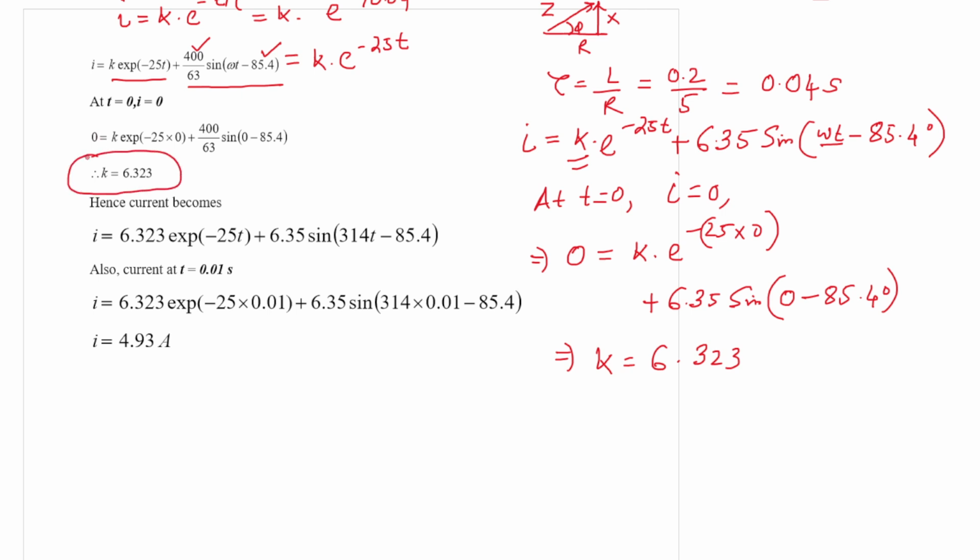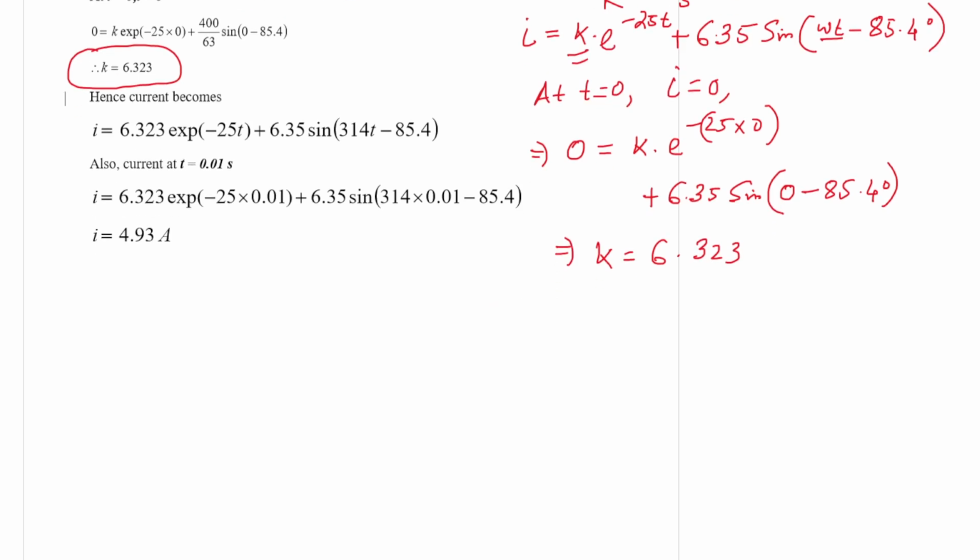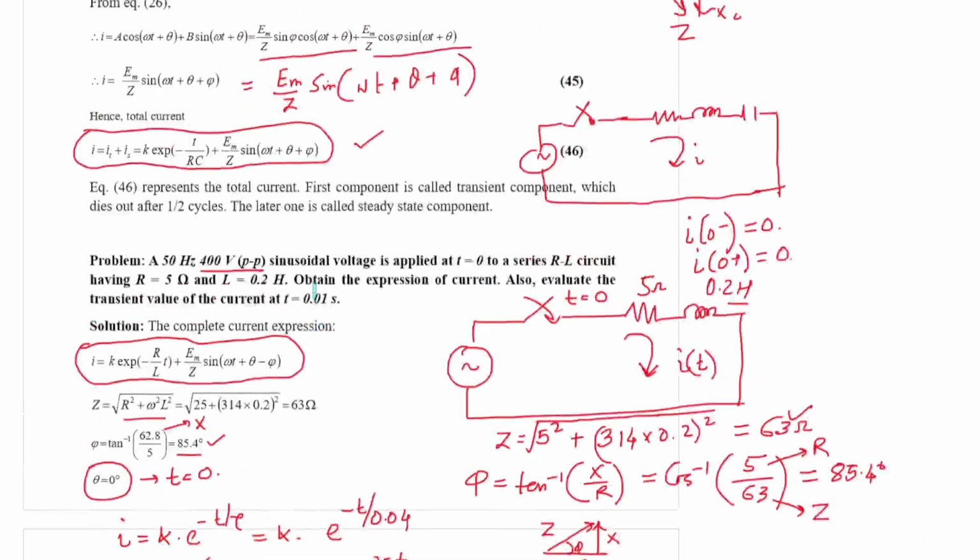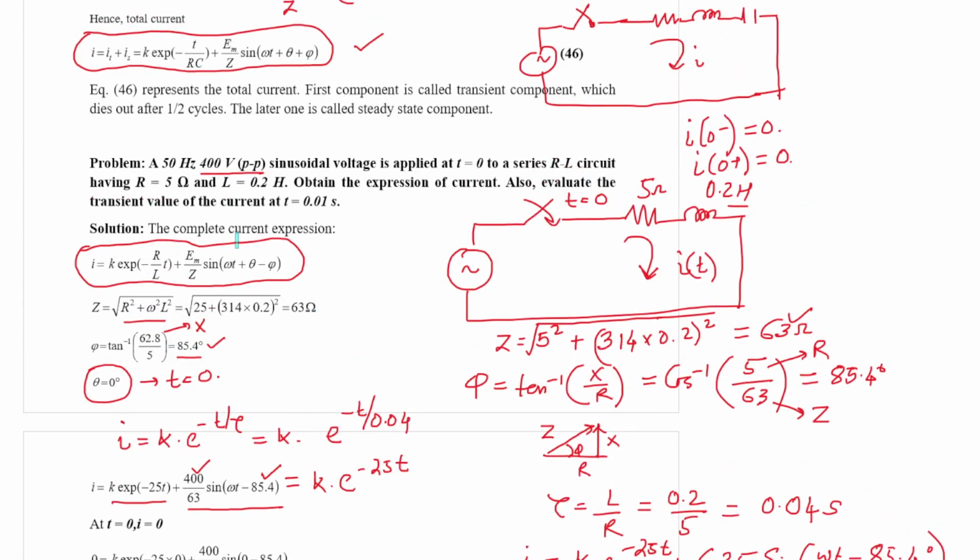So the total solution becomes this. The total current expression including transient response and steady state response is this. Now there is also another part. Also evaluate the transient value of the current at t is equal to 0.01 second.